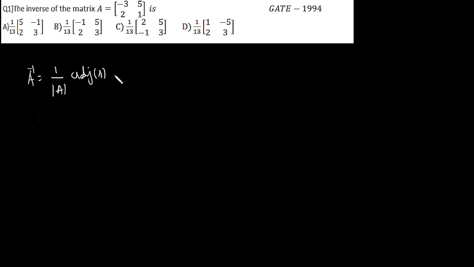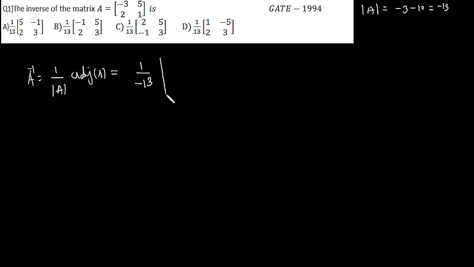adjoint of A. First of all, let's find the determinant of this 2 cross 2 matrix. Determinant of A is simply minus 3 minus 10. So we are getting minus 13. So we have to put it here.